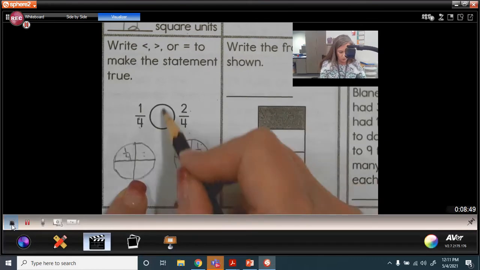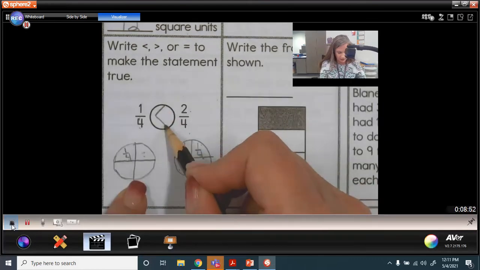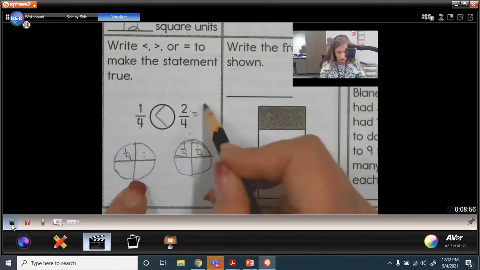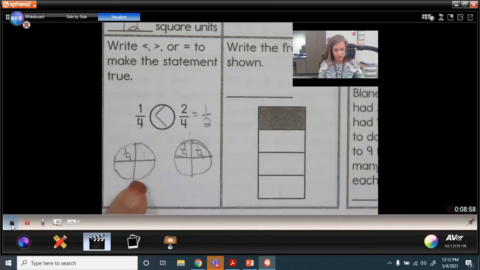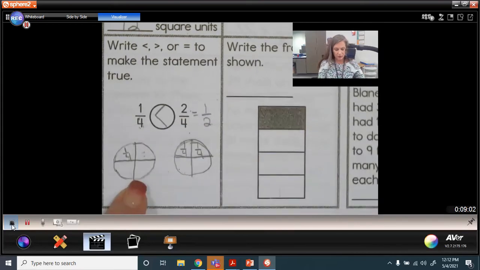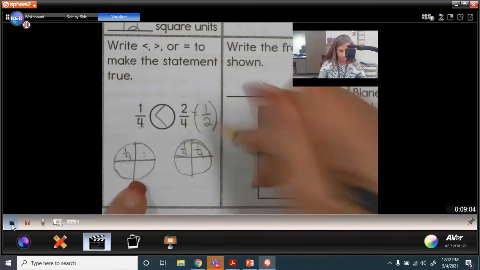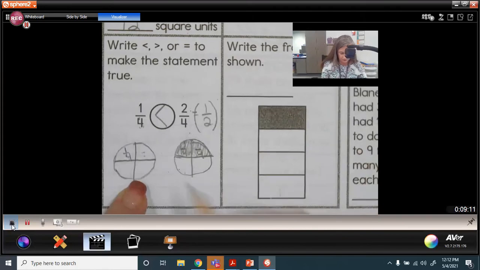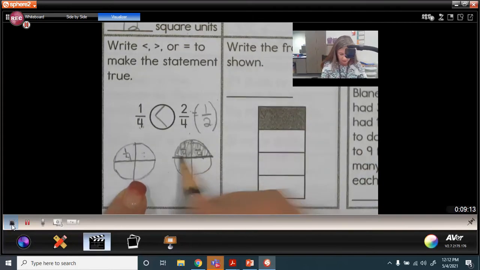So we know that 1/4 is less than 2/4, and 2/4 is actually equal to half, and half is larger than 1/4. This is in simplest form because half of my circle is shaded in. This is half, right? Because I can draw a line right down the middle here, and this half is not shaded in, and this half is shaded in.